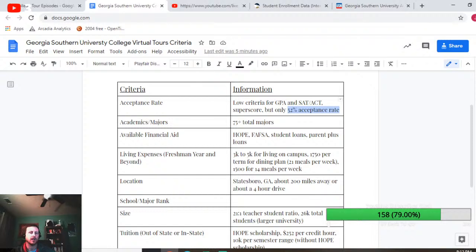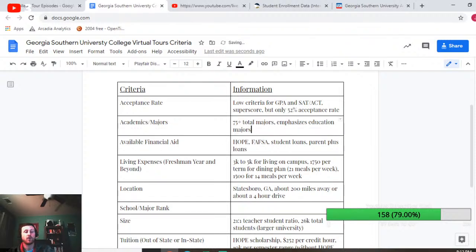There's a decent total of majors. I would say this emphasizes education majors. In particular, they have quite a large education program. You have access to Hope and FAFSA, student loans, Parent Plus loans, etc. Their living expenses seem to be fairly reasonable. $3,000 to $5,000 for living on campus is not outrageous.